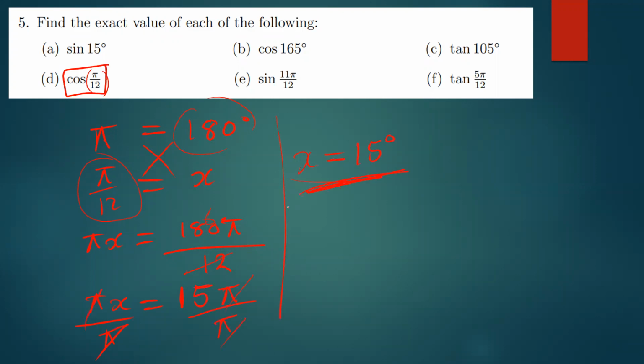So cos pi over 12 is simply equal to cos 15 degrees. This is what you use now. You find two special angles that can add up to 15 degrees. Those two special angles are the ones that you use with the cosine compound angle formula.